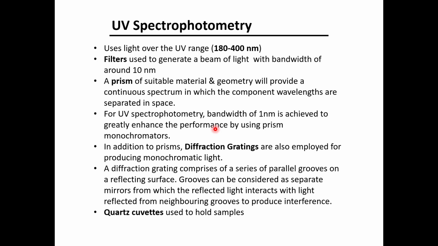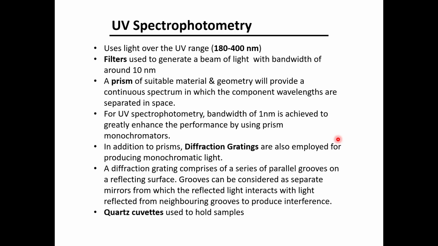The general background of the ultraviolet spectrophotometer is that it uses light over the UV range, which is about 180 nanometers up to 400 nanometers. Filters are used to generate a beam of light with a bandwidth of around 10 nanometers. A prism of suitable material and geometry will provide a continuous spectrum in which the component wavelengths are separated in space. For ultraviolet spectrophotometry, a bandwidth of 1 nanometer is achieved to greatly enhance the performance by using a prism monochromator.